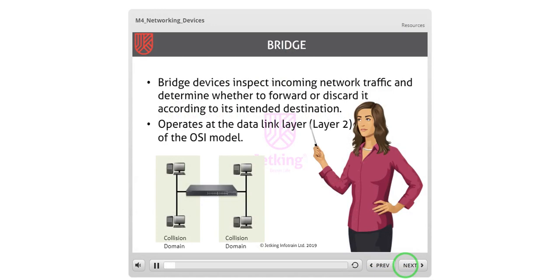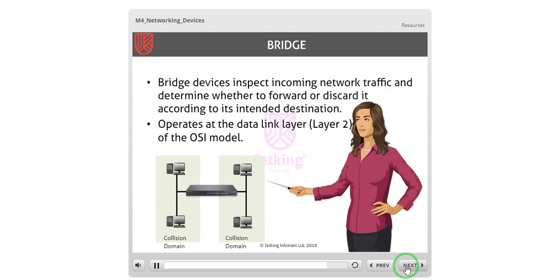Bridge devices inspect incoming network traffic and determine whether to forward or discard it according to its intended destination. An Ethernet bridge, for example, inspects each incoming Ethernet frame, including the source and destination MAC addresses, and sometimes the frame size in making individual forwarding decisions. Bridge devices operate at the data link layer of the OSI model.